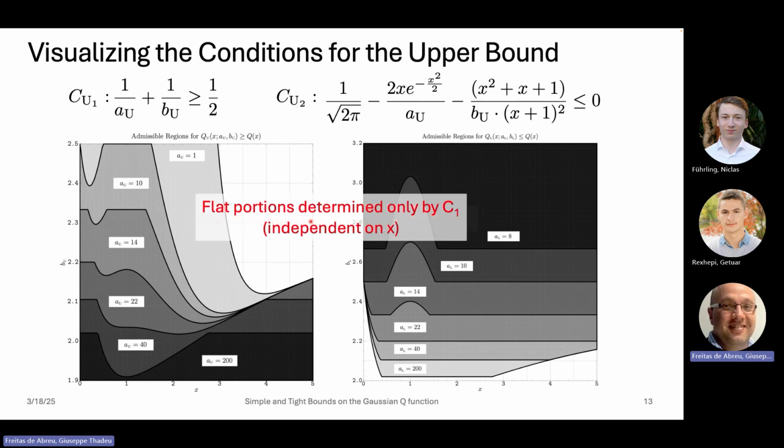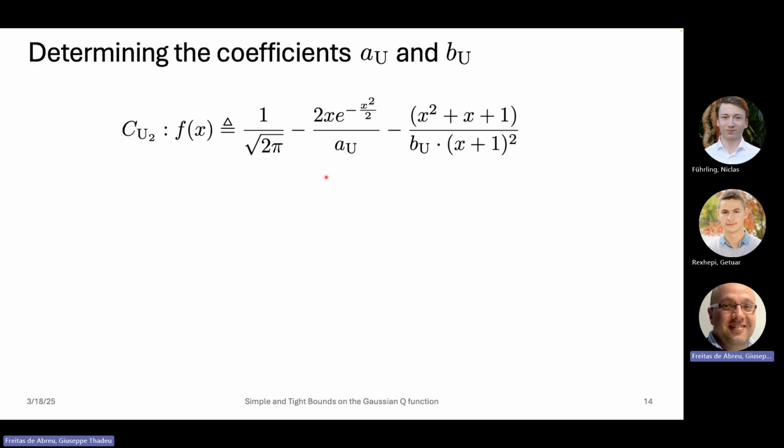But what is also interesting to observe is that obviously all the flat portions are determined only by the C1, because the C1 is the only condition that doesn't depend on X, right? So this is valid for all X. And the curvy, the more difficult ones is what you get as a result of CU and C1. So the idea here now just to find a good value of pair of coefficients is simply to define this function here that describes the non-flat portion of the boundary.